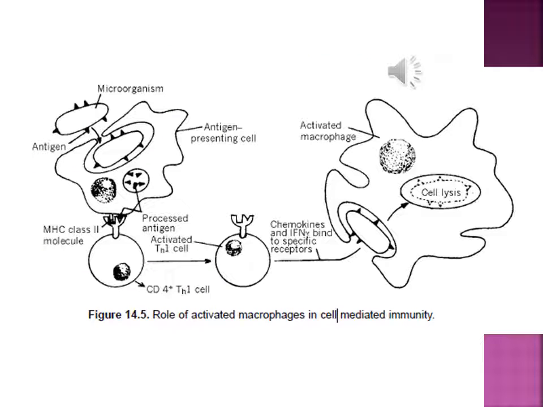Here we see the antigen-presenting cell presenting antigen molecules on MHC class II molecules to CD4 T cells that begin to be activated to T helper 1 cells, which start secreting chemokines and interferon gamma that binds to specific receptors on the antigen-presenting cells. Thus, it becomes activated and begins to kill the microbes. So it is a circle.